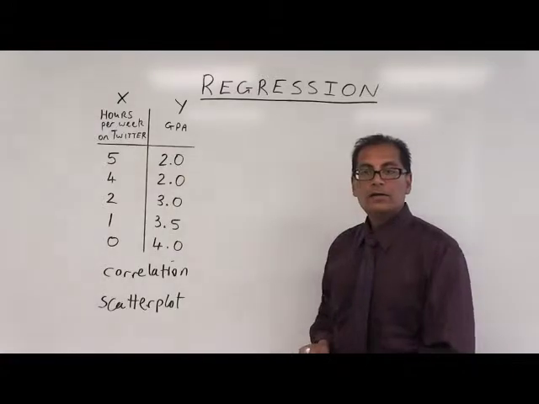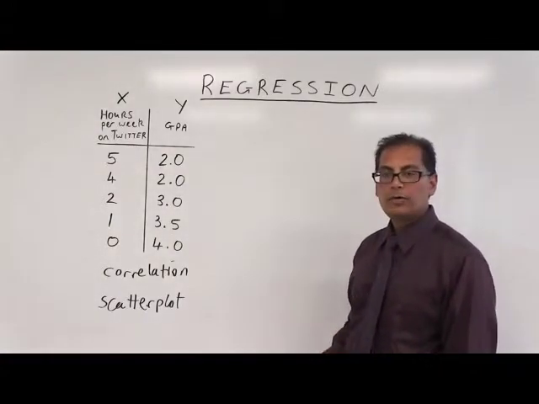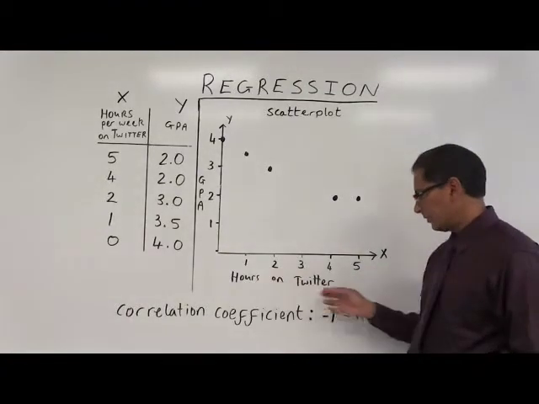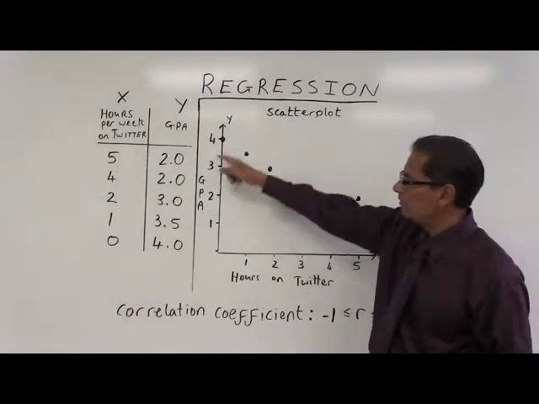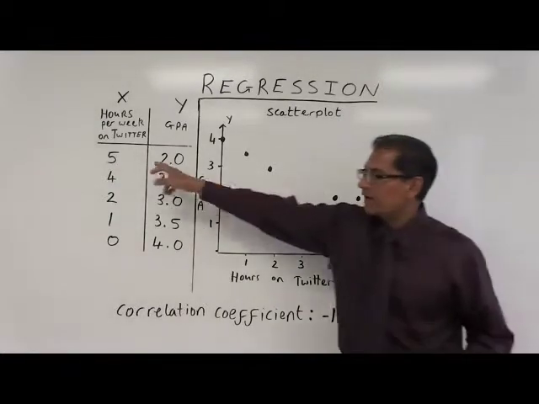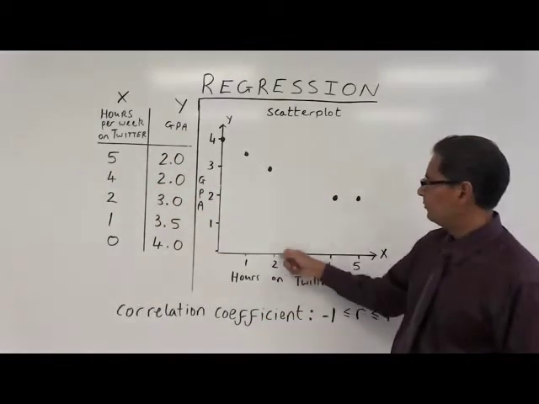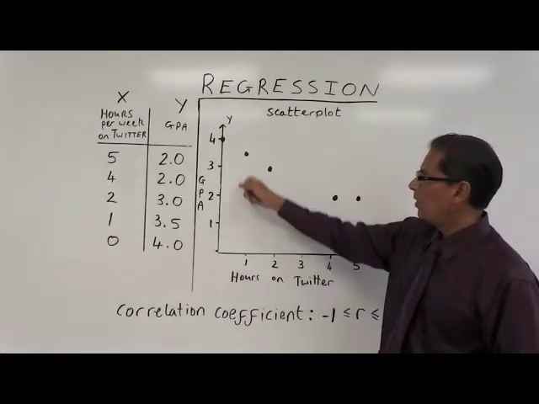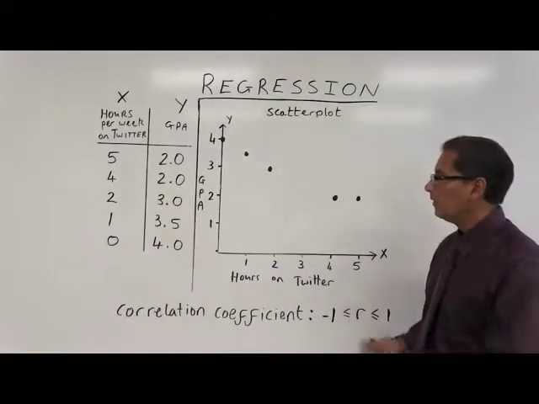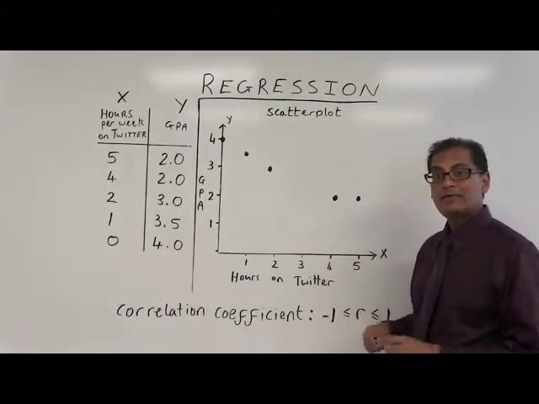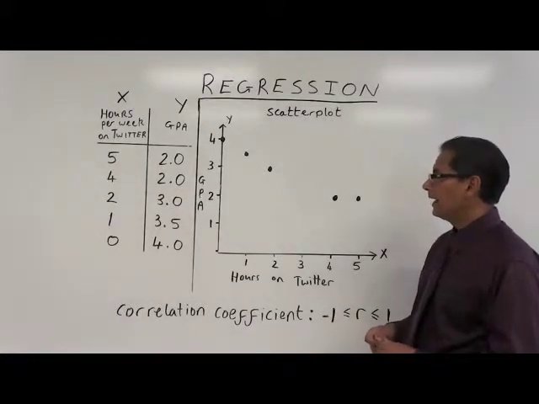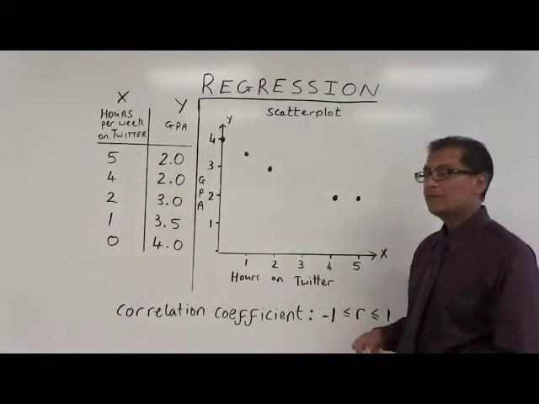So let's go ahead and graph this data on the xy coordinate plane. Here's our scatter plot of the data. On the x-axis we have hours on Twitter, on the y-axis the GPA, and we have our points: 5, 2; 4, 2; 2, 3; 1, 3.5; and 0, 4, right here. We can visually see now that there is some kind of relationship between these two variables, and it looks like what we call negative correlation.